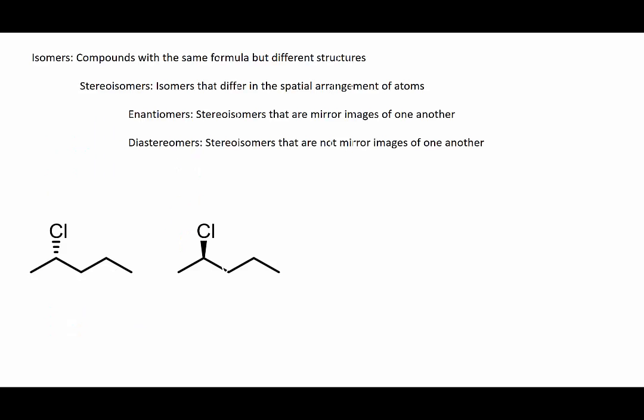Let's take another example. If we have these two chloro compounds, one of them is a dash, the other one is a wedge. There's only one stereocenter here, and because these are mirror images of each other, they're going to be enantiomers.